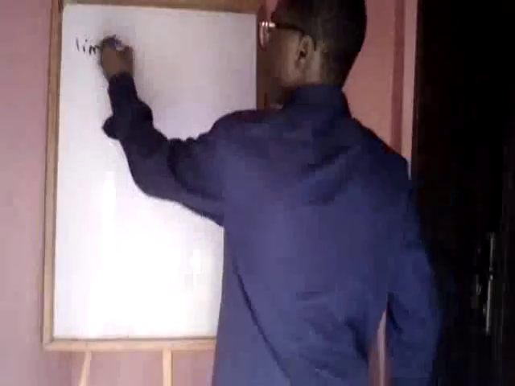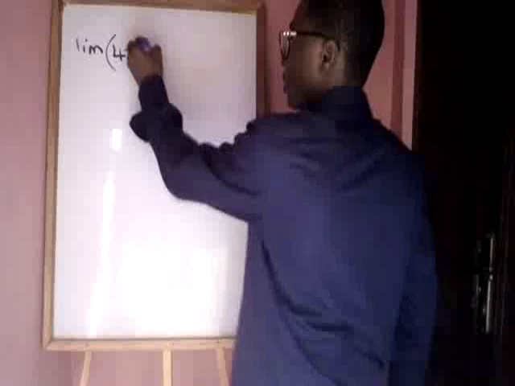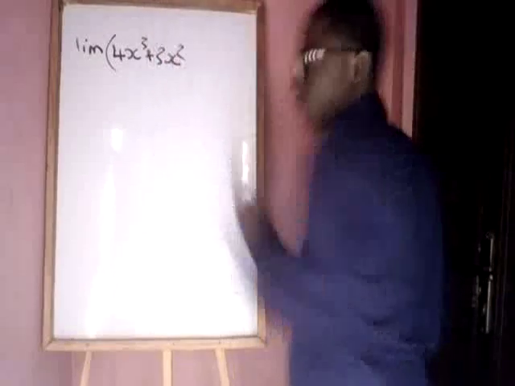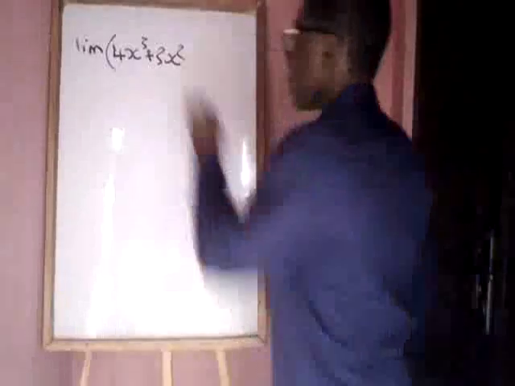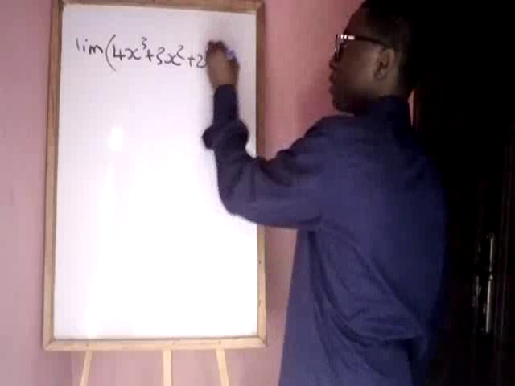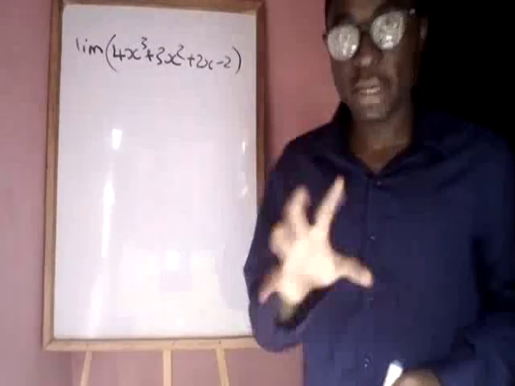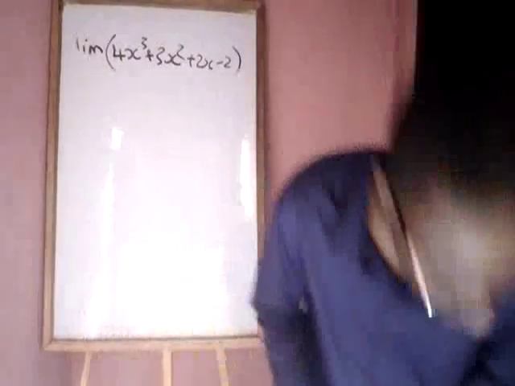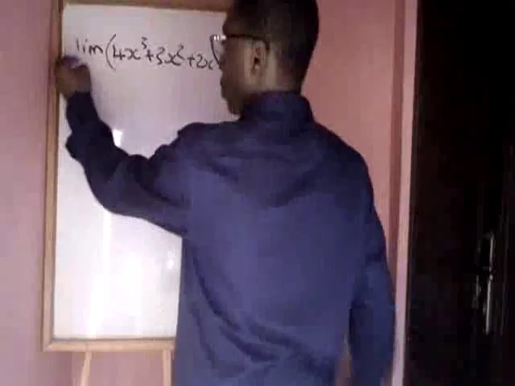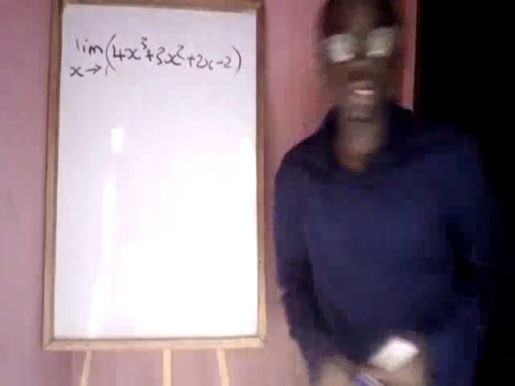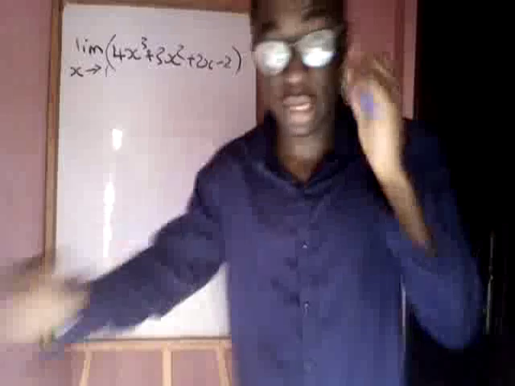4x cubed plus 3x squared plus 2x minus 2. Now, if you are a wise student, you will ask me limits where. Now, this is the limit of x approaching what? 1. So that's the limit, and that is the key to us getting the answer of this question.